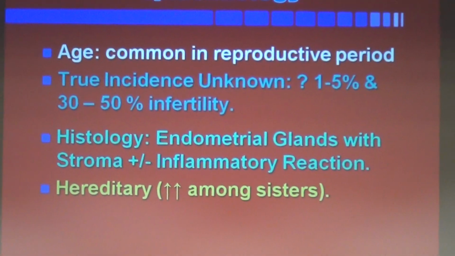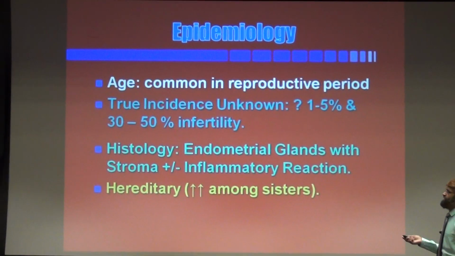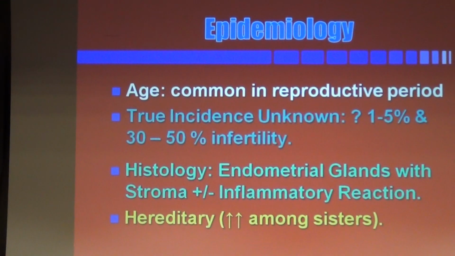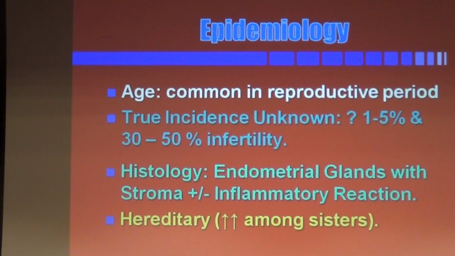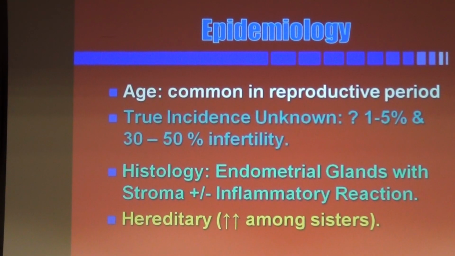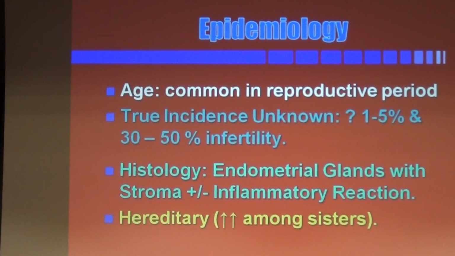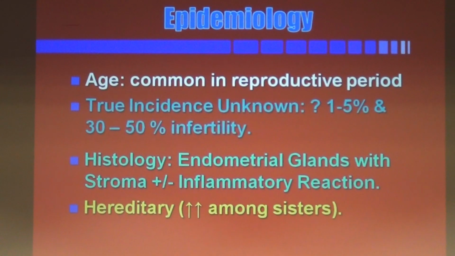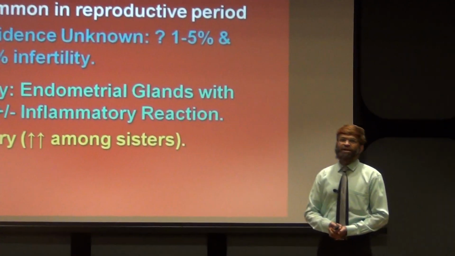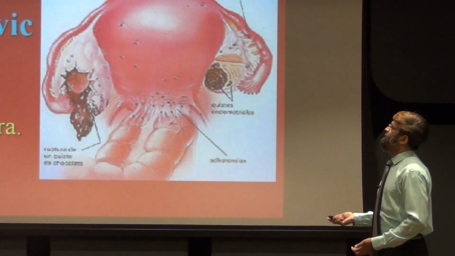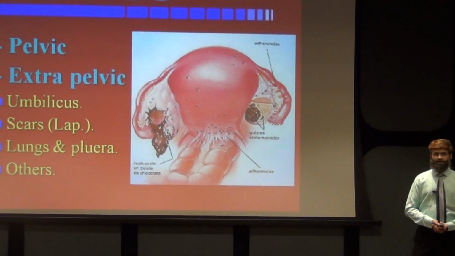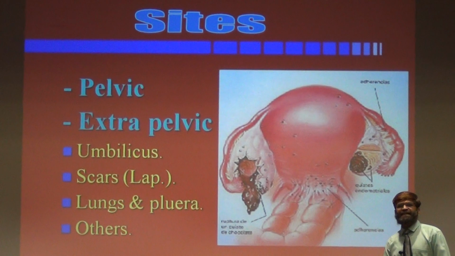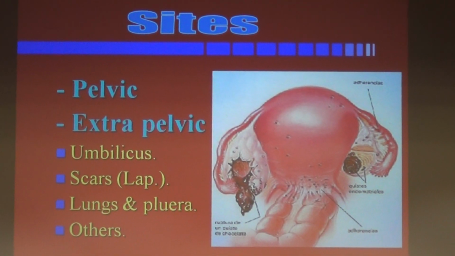So we recap: first and foremost in epidemiology, age is the factor, especially the reproductive age group. Second, incidence is not known worldwide, somewhere 1 to 5%, but we see it maximum in infertile patients. The third point, histologically, PID, etc. are the cases which get involved. And the fourth one, there is a genetic predisposition or linkage. Next we go to sites. Now the sites depend on whether it's endometriosis interna or endometriosis externa. Let's discuss that in detail.